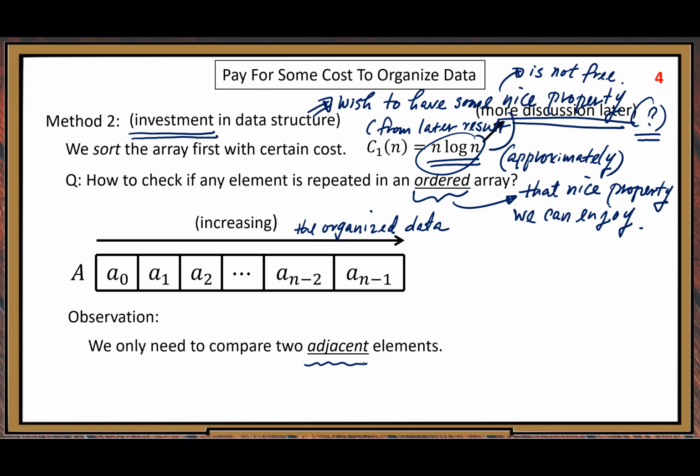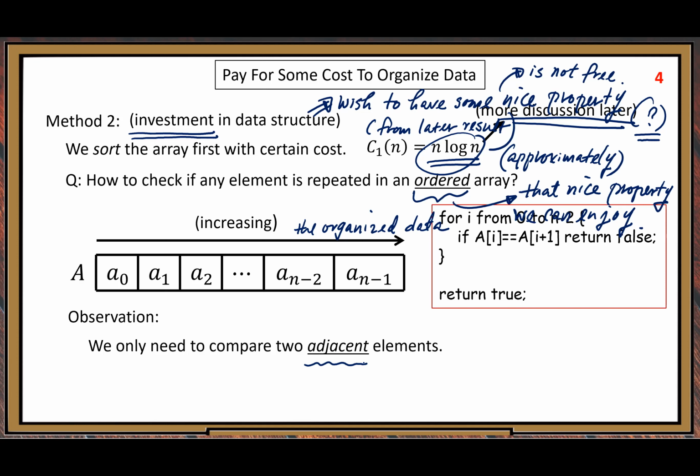Because based on this property, if there are two elements in the array that have the same value, then we can find two adjacent elements that are equal. How about that? That's our observation. Do you agree with that observation? Right? Yeah. So that's the implementation code.